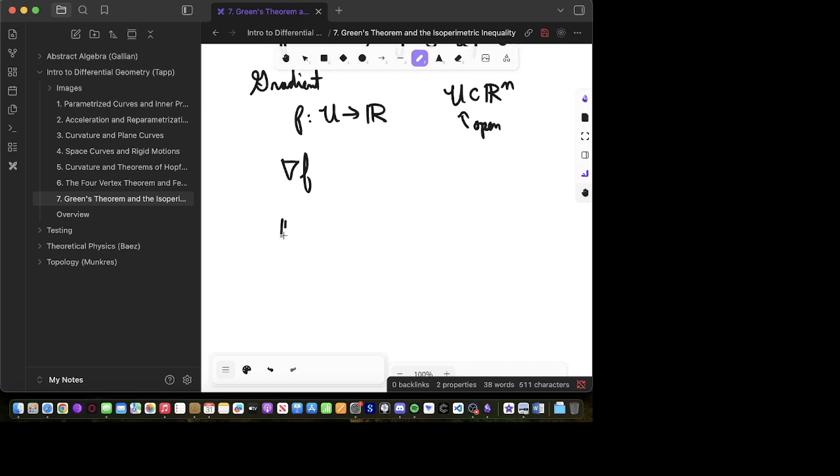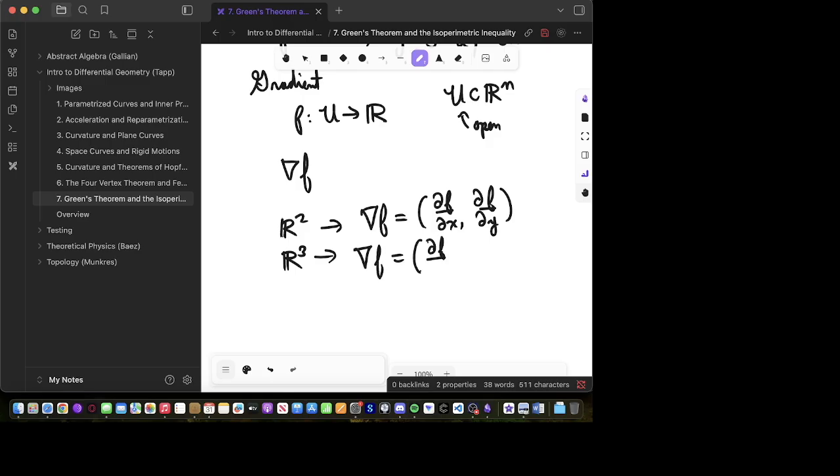So if we're in R2, then the gradient of f is going to be the partial derivative of f with respect to x, and then the partial derivative of f with respect to y. If we're in R3, then the gradient is the partial derivative of f with respect to x, f with respect to y, and f with respect to z.